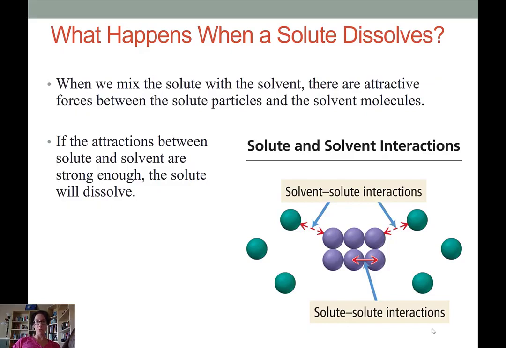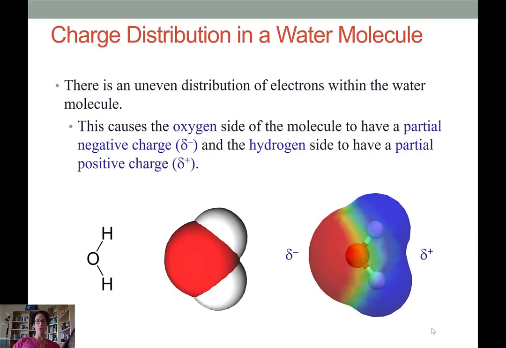If the attraction to the solvent, the water in this case, is stronger than the attraction to the near neighbors of the solid, then that solute is going to dissolve. One of the things that contributes to the high solvent characteristics of water, the ability of water to dissolve many ionic solids, is that water is a polar molecule.